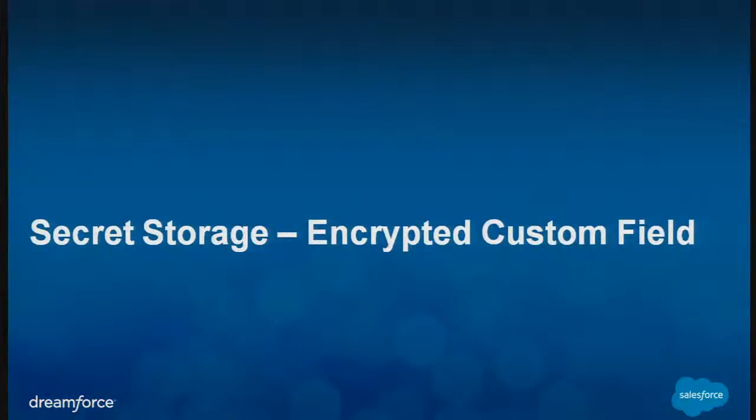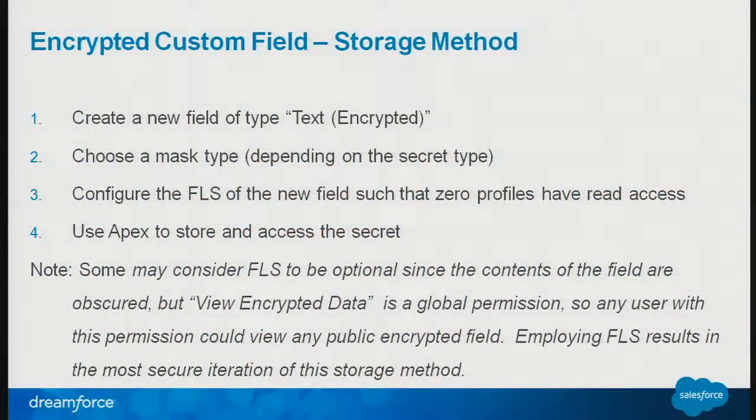All right, so now Max is going to go into our next step up in secret storage, storing in an encrypted custom field. So now we're going to talk about encrypted custom fields. An encrypted custom field is type text encrypted. The way you'll use this is you'll create a new field of type text encrypted. You'll choose a mask type, depending on the secret type. You'll configure the FLS of the new field such that 0 profiles have read access. And then you will use Apex to store and access the secret.